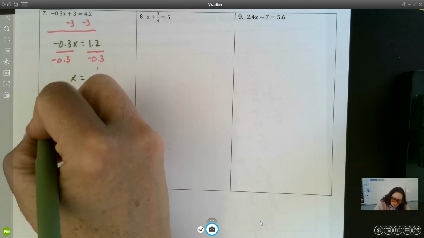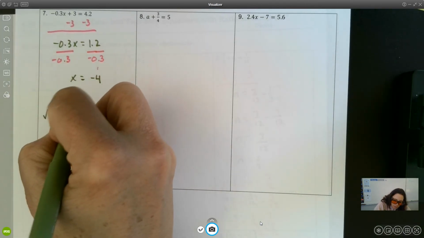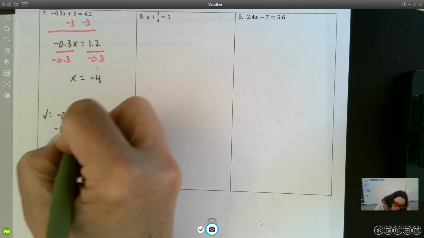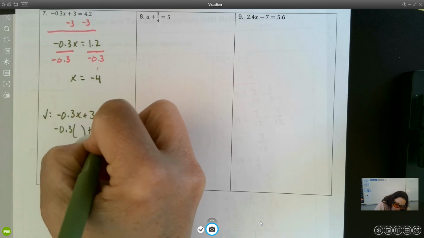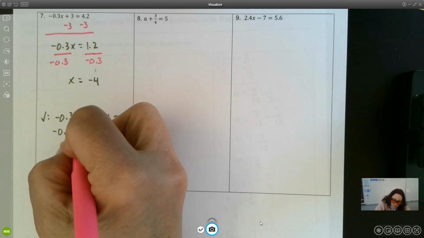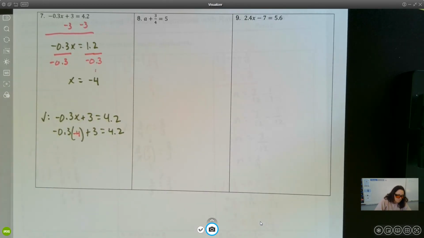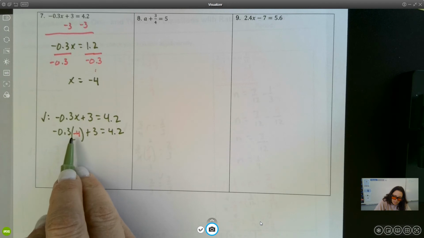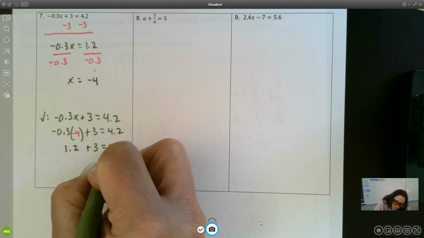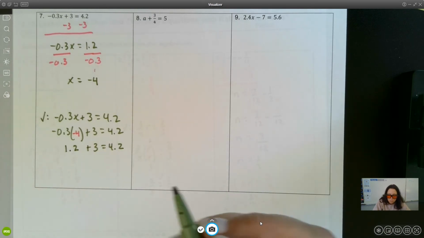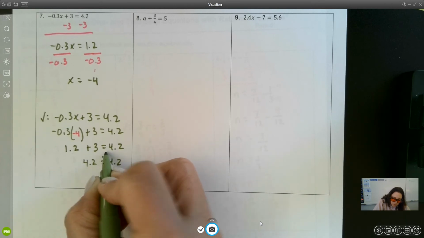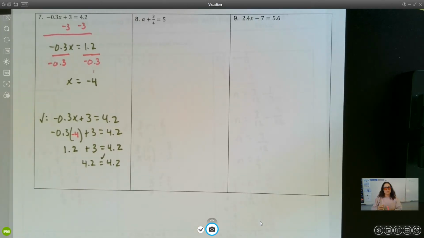Okay, let's go ahead and do the check. Negative 0.3x plus 3 equals 4.2. Negative 0.3 parentheses plus 3 equals 4.2. Let's tuck in a negative 4 right here. Negative times a negative is a positive, and that would be 1.2 plus 3 equals 4.2. 1.2 plus 3 is 4.2, and 4.2 does equal 4.2.